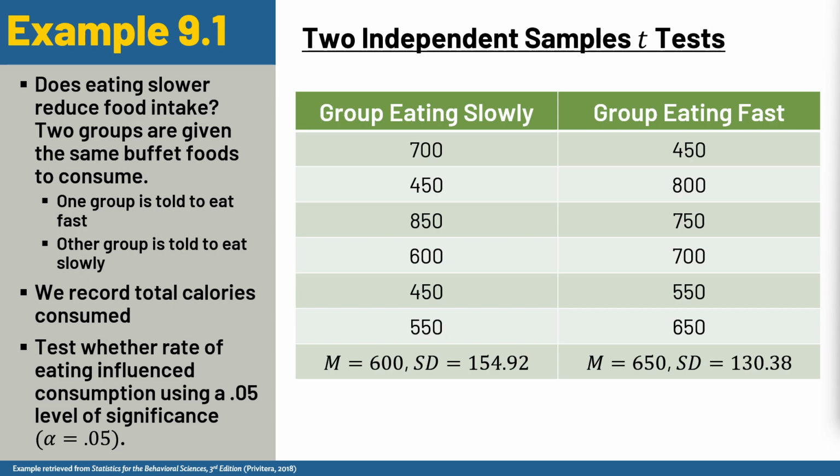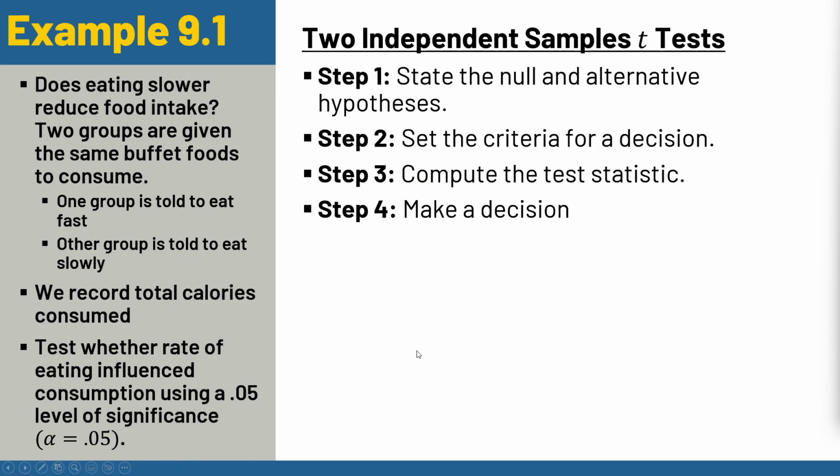And we want to test whether the rate of eating influenced consumption at an alpha of 0.05. All right, so you can see here we have the mean and standard deviation as well. Each row corresponds to a different participant. So we have 1, 2, 3, 4, 5, 6 in this group, and then another 6 in this group. So we've got our steps here.